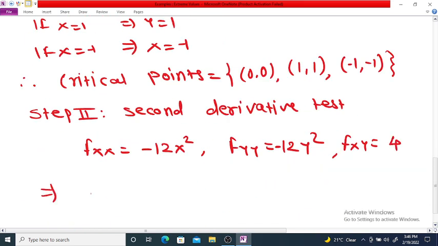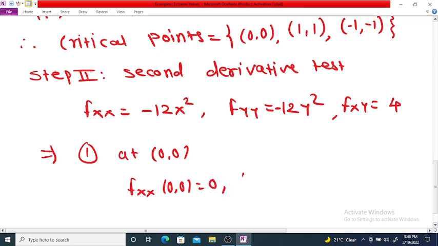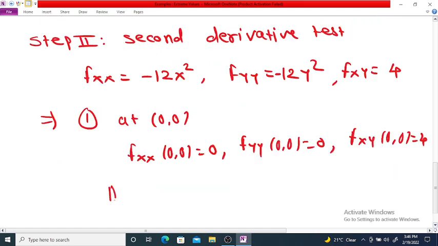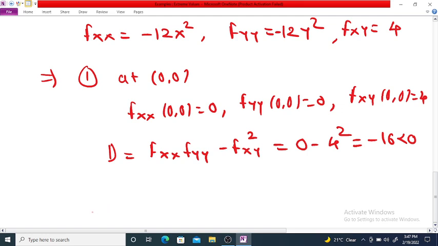Now at the first critical point 0 0, f of xx at 0 0 is equal to 0, f of yy at 0 0 is equal to 0, and f of xy at 0 0 is equal to 4. Therefore D is equal to f of xx f of yy minus f of xy square, so this is 0 minus 4 square, equal to minus 16, which is less than 0, and therefore 0 0 is a saddle point.